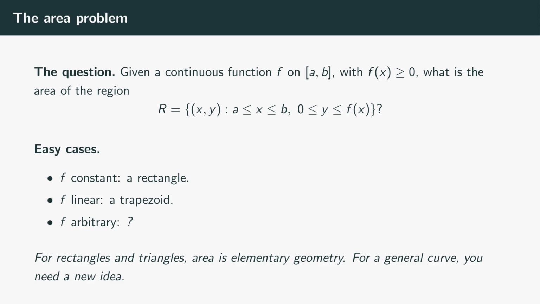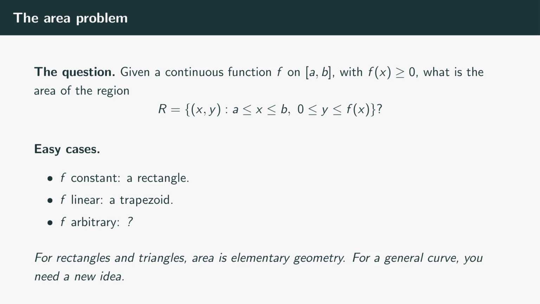Here's the question that motivates the whole definite integral. Take a continuous function f on a closed interval from a to b. Suppose, for now, that f is positive everywhere. Its graph sits above the x-axis. What is the area of the region bounded above by the curve, below by the x-axis, and on the sides by the vertical lines x equals a and x equals b?